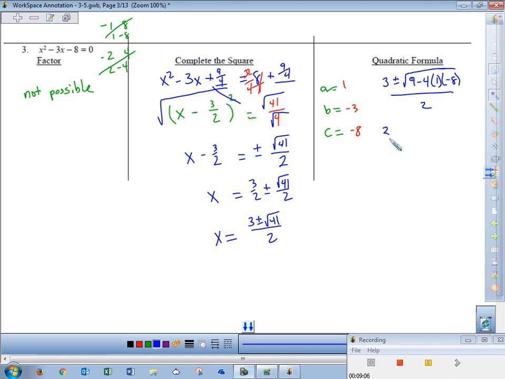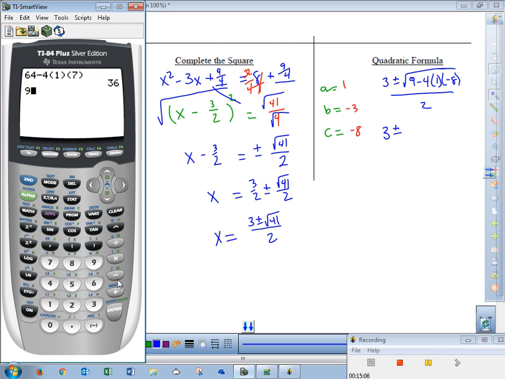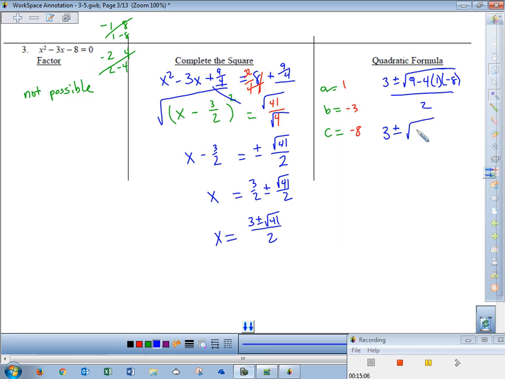Now let's clean up that discriminant. So I need 9 minus 4 times 1 times negative 8. And there's your 41. And remember the radical's still around it. And it's all over 2. And the square root of 41 cannot simplify. The triangle of death cannot reduce. There's our final answer. So, bada boom.